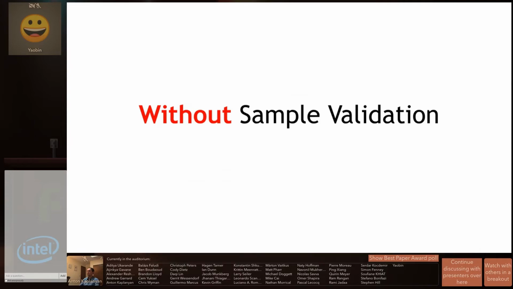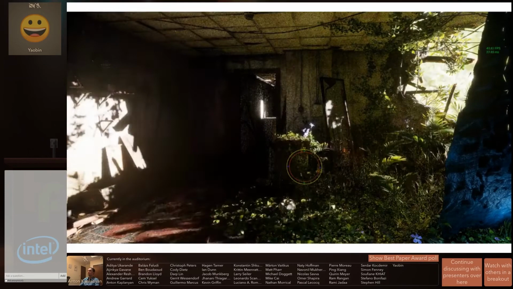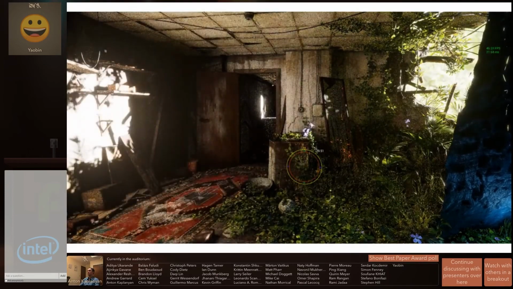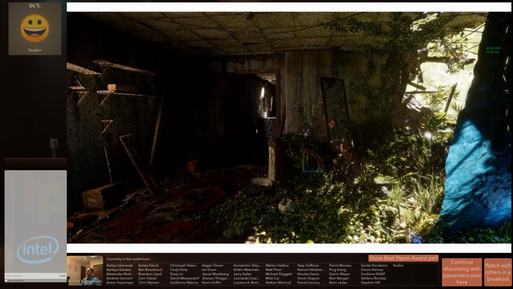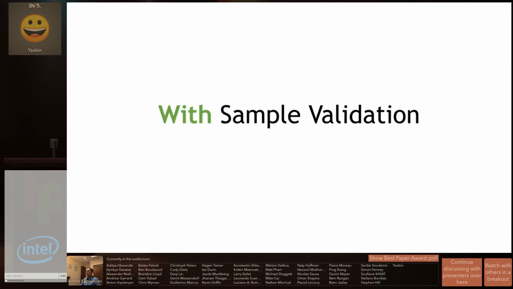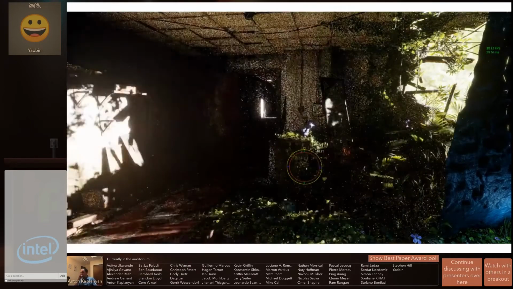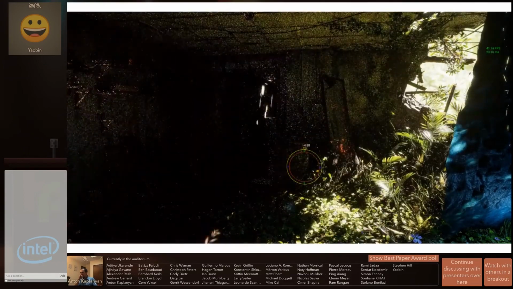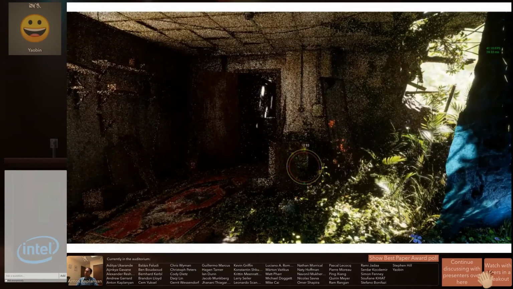We first check the result without sample validation. In this scene, when the sunlight suddenly changes, the indirect light on the ceiling only changes gradually, causing temporal bias. Now, let's check sample validation results. When the sunlight changes, the indirect light on the ceiling changes quickly because stale samples get discarded by sample validation.